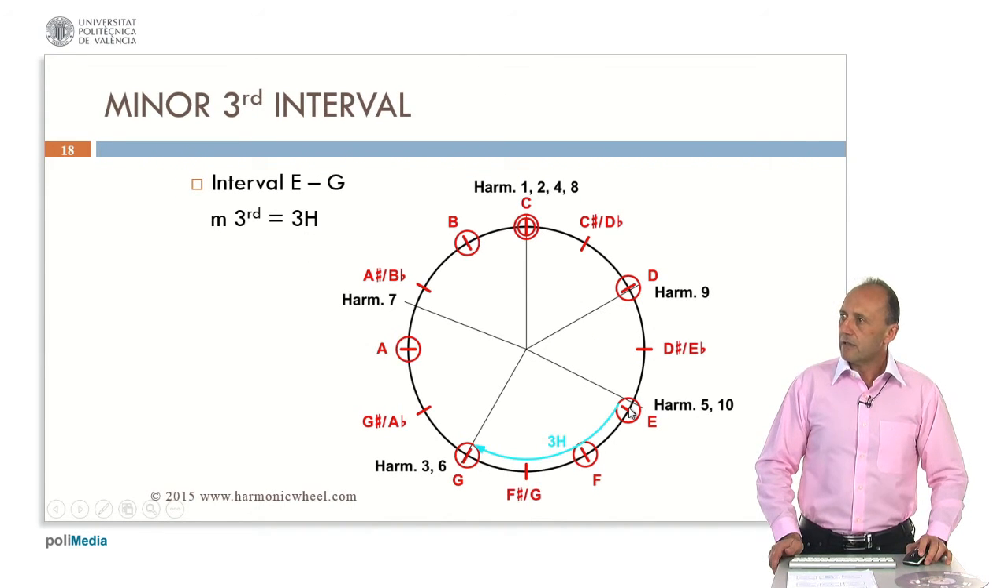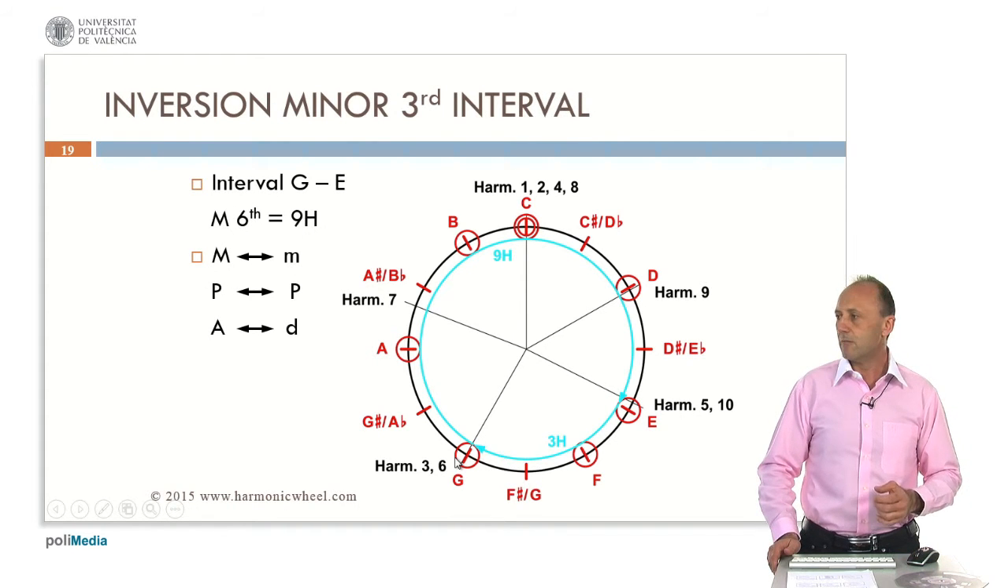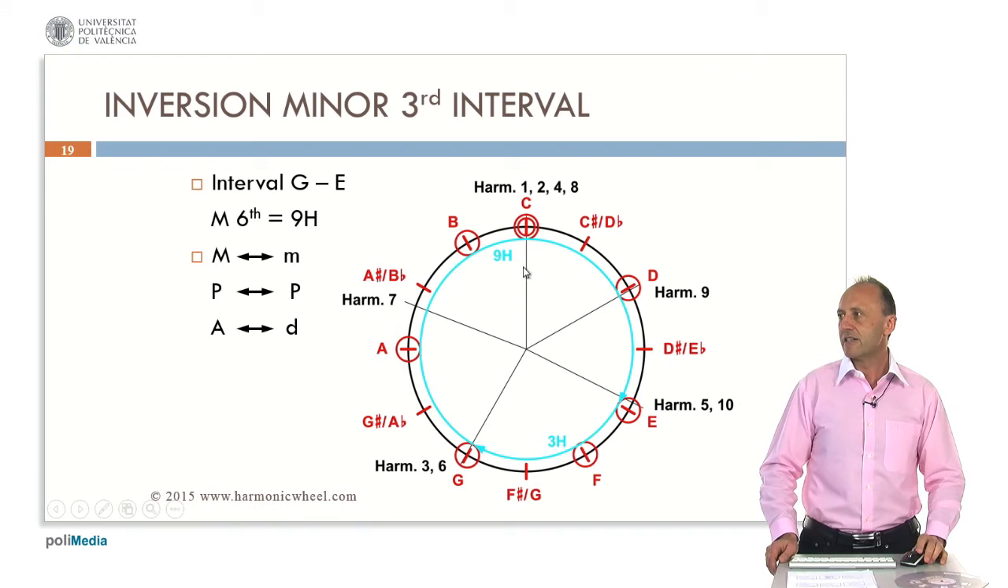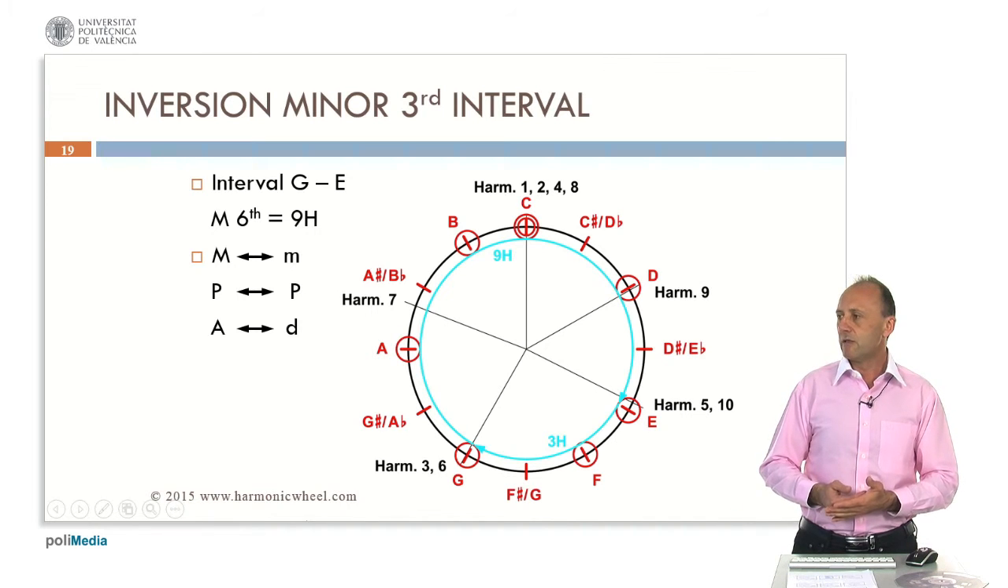Now we can invert the interval between E and G. That is, we go from G to E, the notes G, A, B, C, D, E. It is a sixth, and it has 9 half steps, so it is a major sixth. If we compare this case with the previous one, now we started with a minor third, which has 1 half step less than the major third.